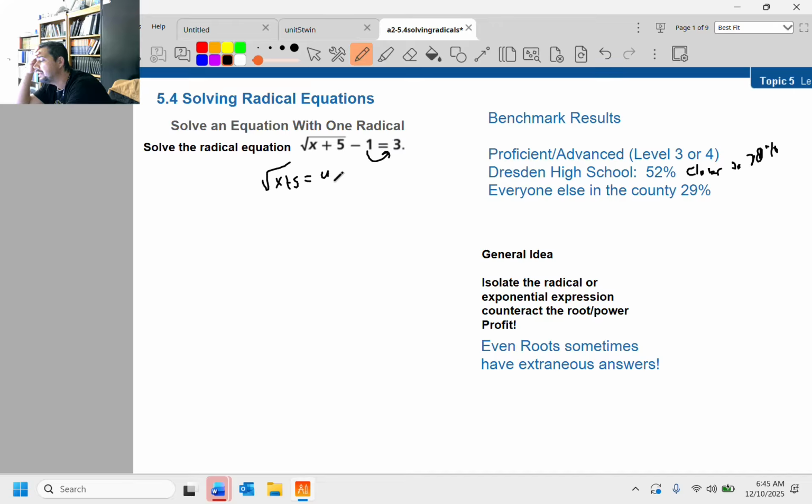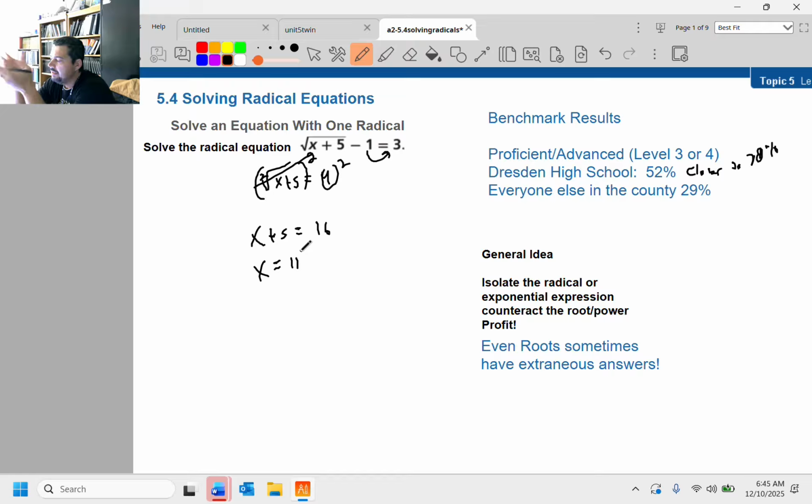If we add 1 to both sides, we have 4. Unless you've been living under a rock, the opposite of a square root is a square. And if we square a square root, those two things cancel. That gives us x plus 5 equals 16. If we subtract 5, we have 11.